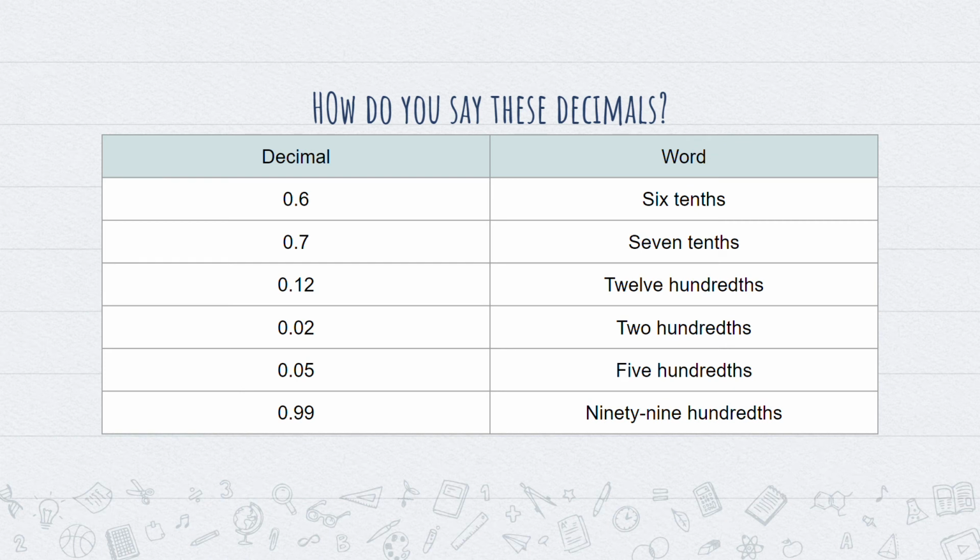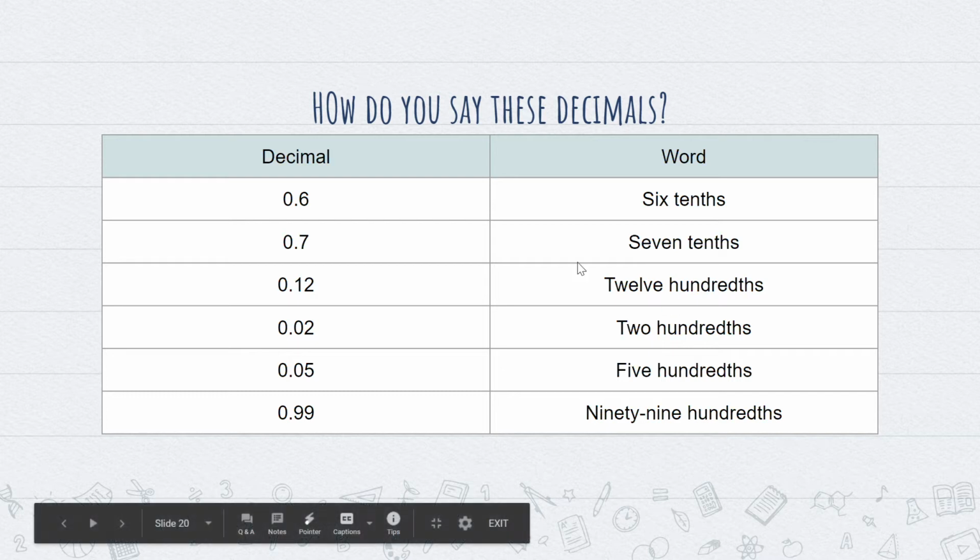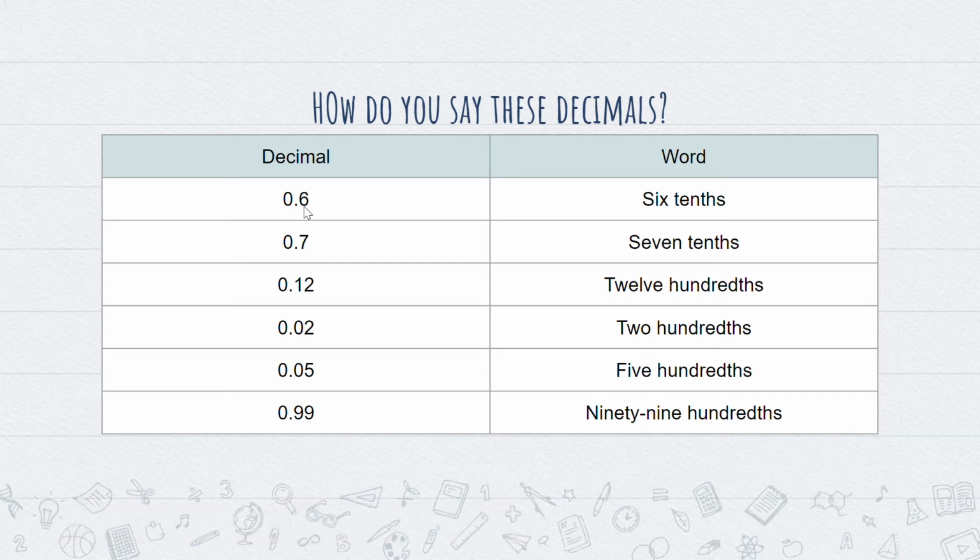So how do you say these decimals? We also looked at this last time. When you're looking at decimals, remember that the place value right after the decimal is your tenths, and the place value after that is hundredths. All you do is take the digit value and then say the place value it's in afterwards. So in this situation it's 6/10. In this one it's 7/10.